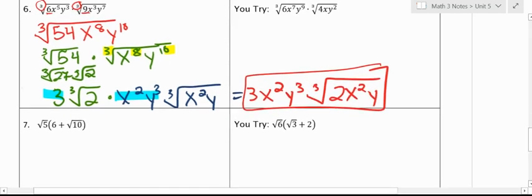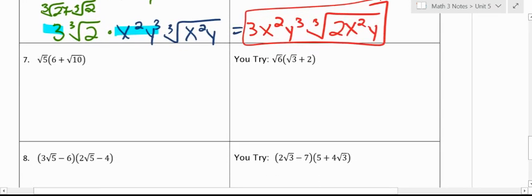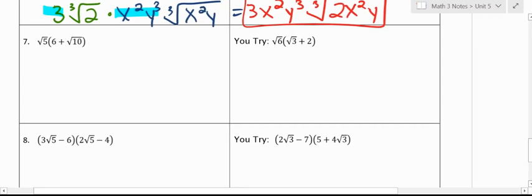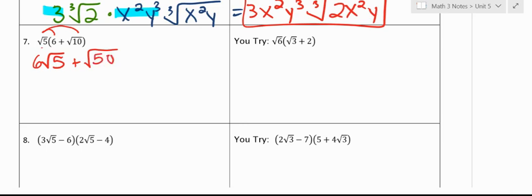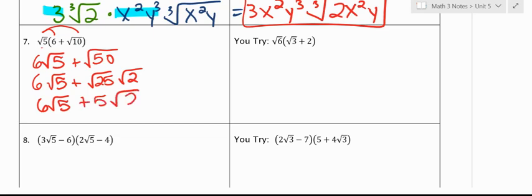For the last two examples, we're just, again, doing multiplication, but it's when we maybe have 2 terms that are given there, or if we have like a 2 term by 2 term. So it's the same thing. We're just doing the distributive property like we would with polynomials, just making sure we're using our radical properties. So root 5 times 6 would be 6 root 5. Root 5 times root 10 is root 50. And then we would just do our best to simplify. So root 50 is 25 and 2. So 6 root 5 plus 5 root 2. And then they're not like terms, so I would leave my answer just like that.